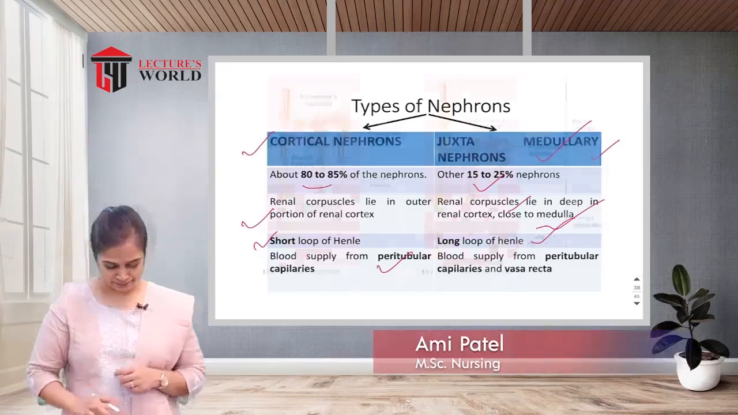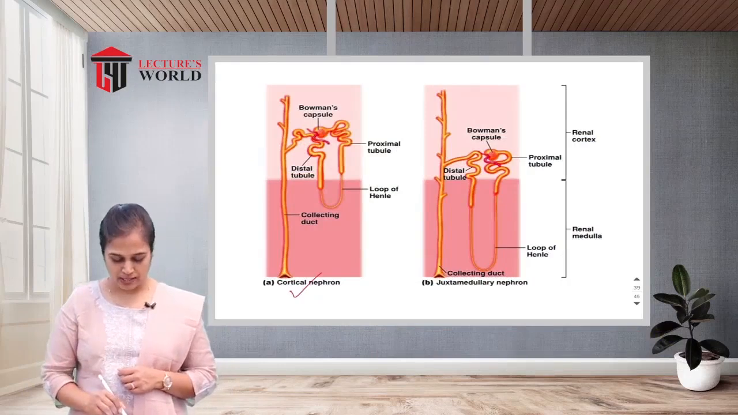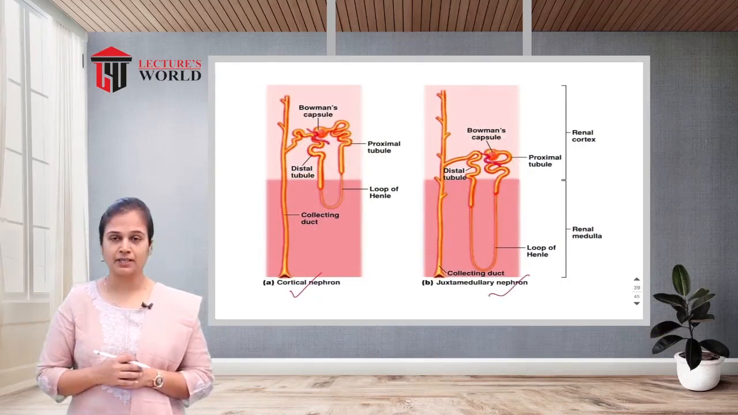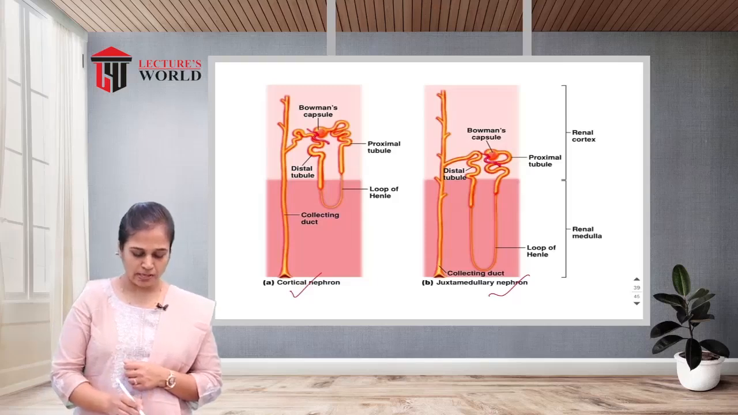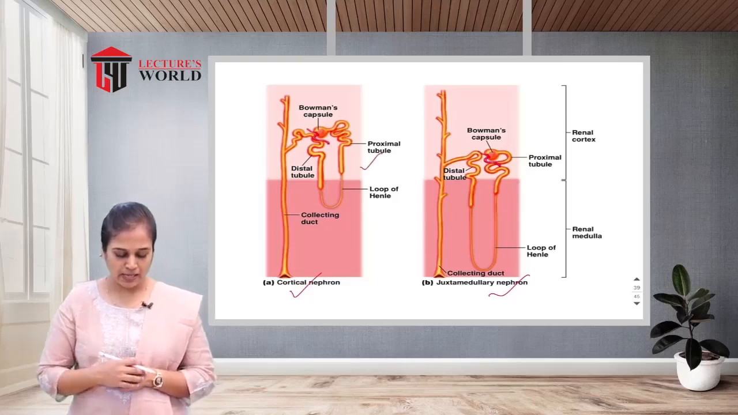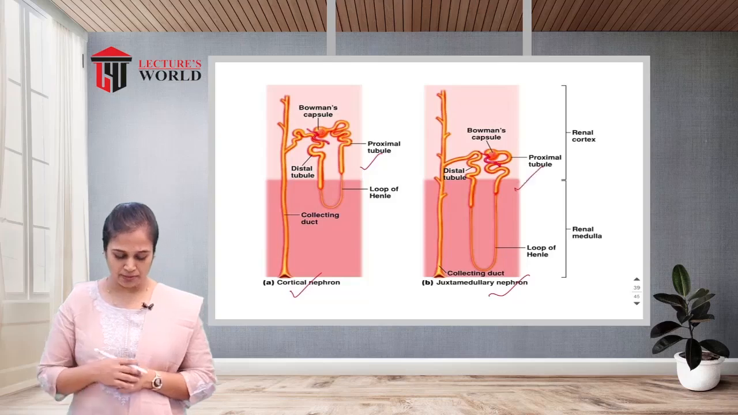So you can see in the image, these are the cortical nephrons and these are the juxtamedullary nephrons. Most of the portion of the cortical nephrons lies in the renal cortex, and most of the portion of the juxtamedullary nephrons is near the medulla of the kidney.